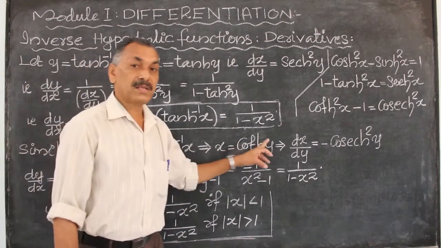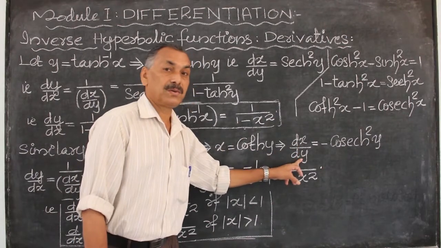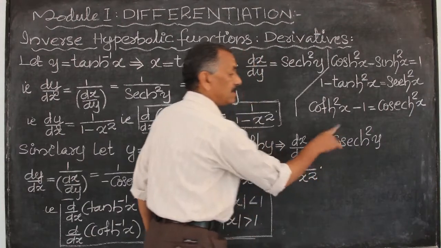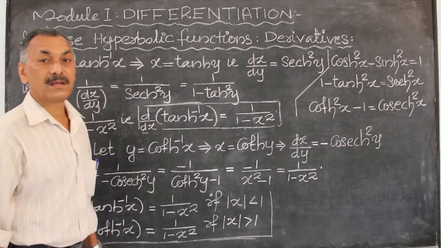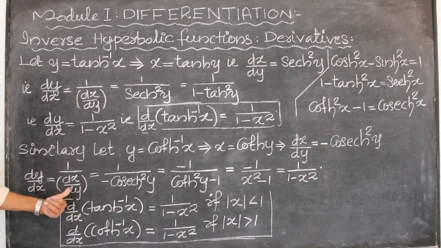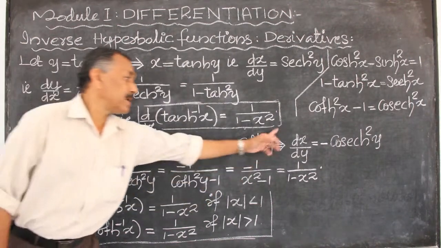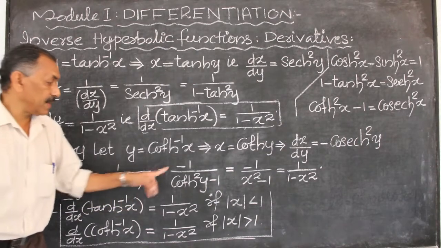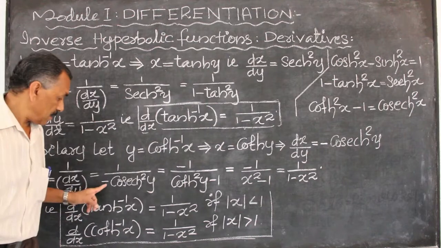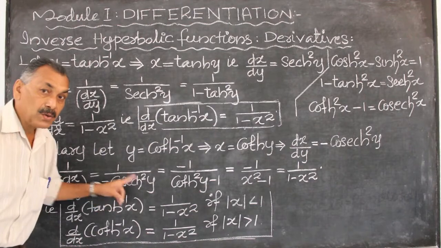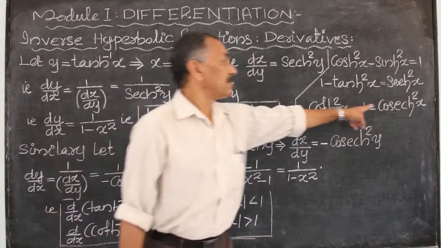Differentiating, dx by dy is the derivative of coth y. Derivative of coth y is minus cosech square y. Okay. Then what is dy by dx? It is 1 divided by dx by dy, which means 1 divided by minus cosech square y, that is minus 1 divided by cosech square y.